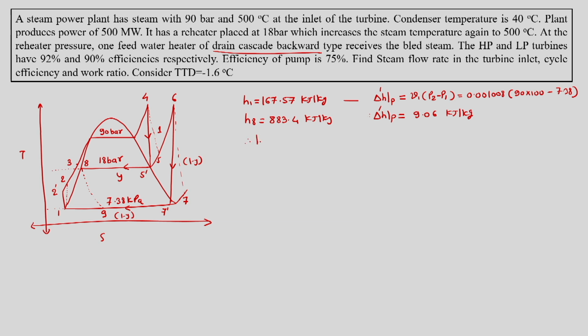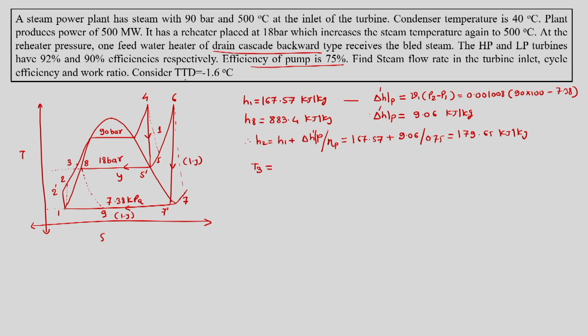So, we have H2 is equal to H1 plus delta H dash P, but the pump has efficiency, so it should be divided by pump efficiency. So, it will be 167.57 plus 9.06 divided by pump efficiency, which is 75%. So we get it as 179.65 kilojoule per kg.